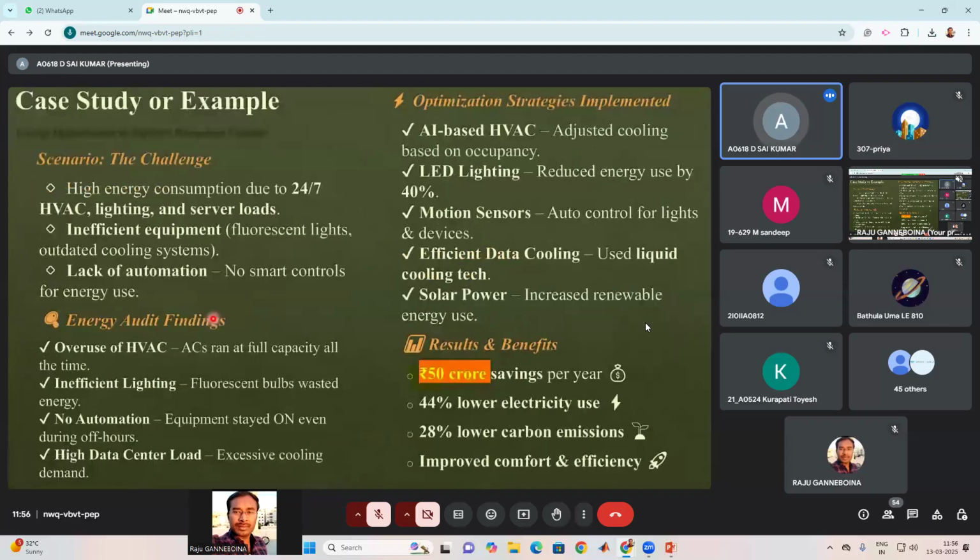Diving into the case study, here I took the energy optimization in the Infosys Bangalore campus. The scenario, the challenge at Infosys, was high energy consumption due to 24/7 HVAC, lighting, idle equipment and lack of automation. So how did they go about overcoming this situation?